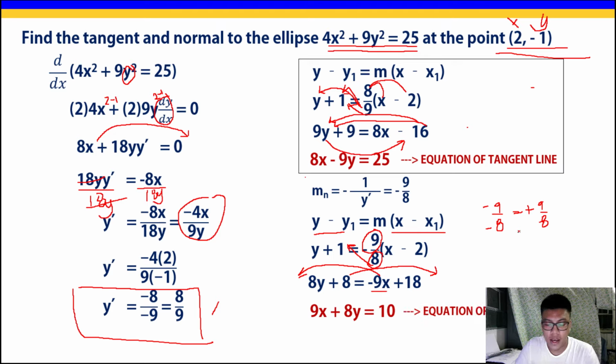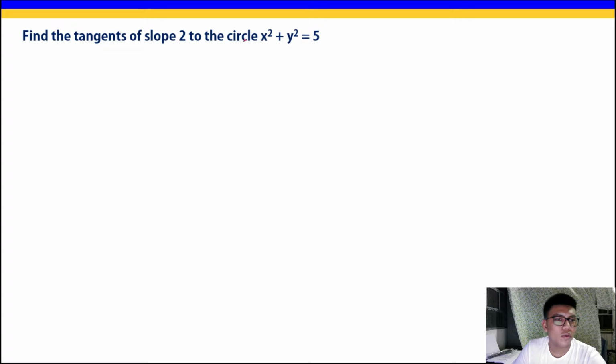So, kung napapansin, pangalawang example na. Okay, pangatlo. Find the tangents of slope 2 to the circle x squared plus y squared is equal to 5. So, meron ng given na slope. May slope ka na, no? So, y sub 1 mo is y prime is equal to 2. Hanapin nyo yun yung tangent.